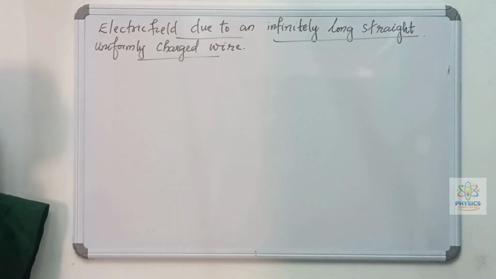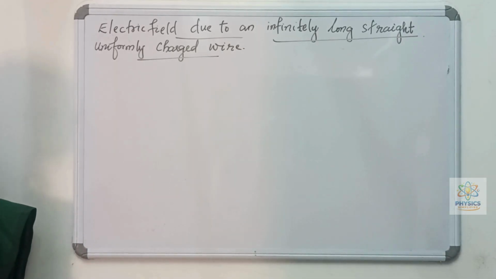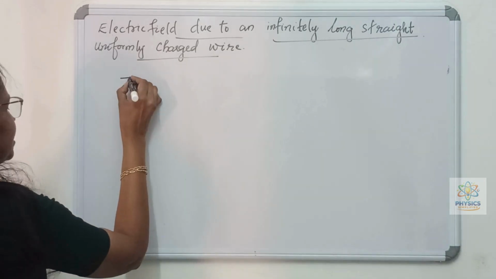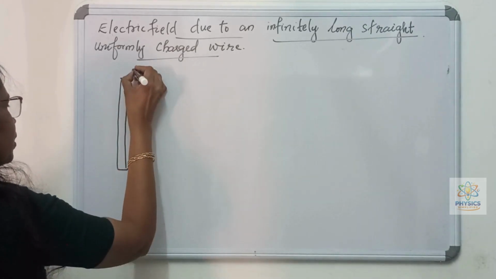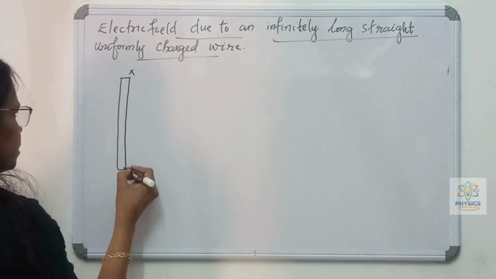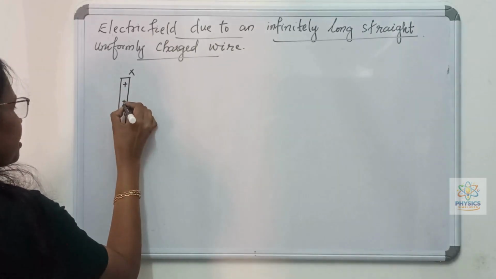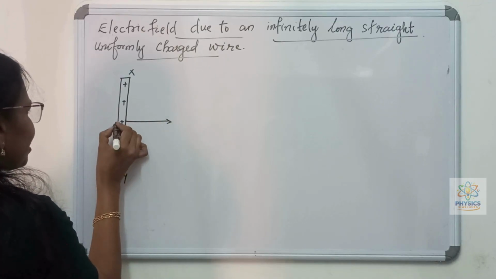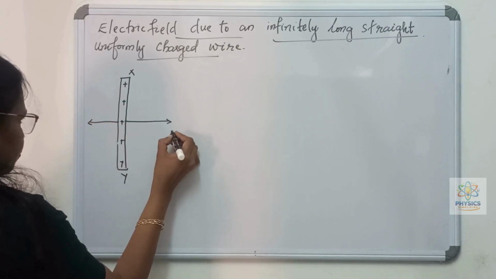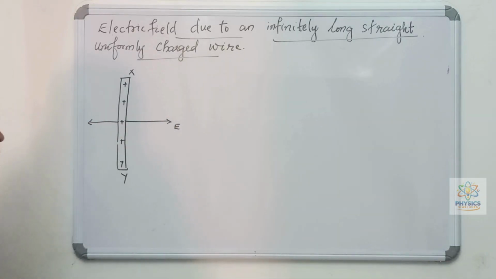We have to learn the applications of Gauss's theorem. The first application is electric field intensity due to an infinitely long straight wire. So let us consider a uniformly charged wire XY. XY be the charged wire. It is charged positively, so the direction of electric field is outward. This is the direction of electric field.